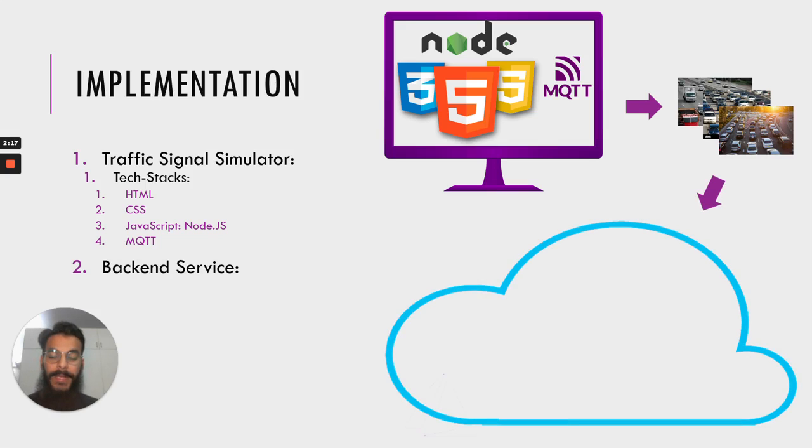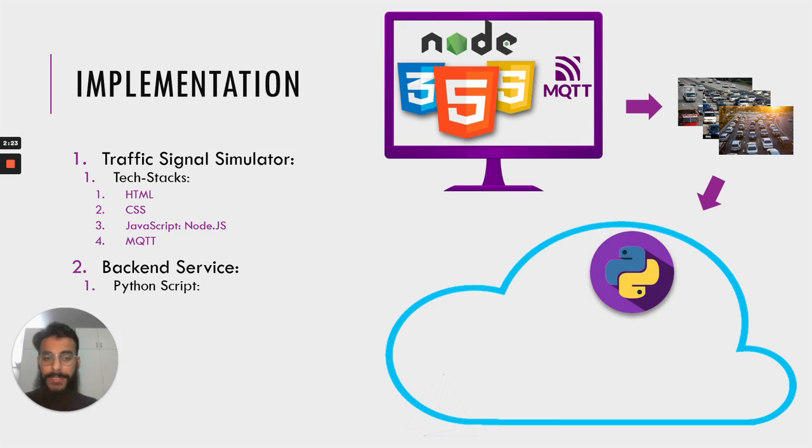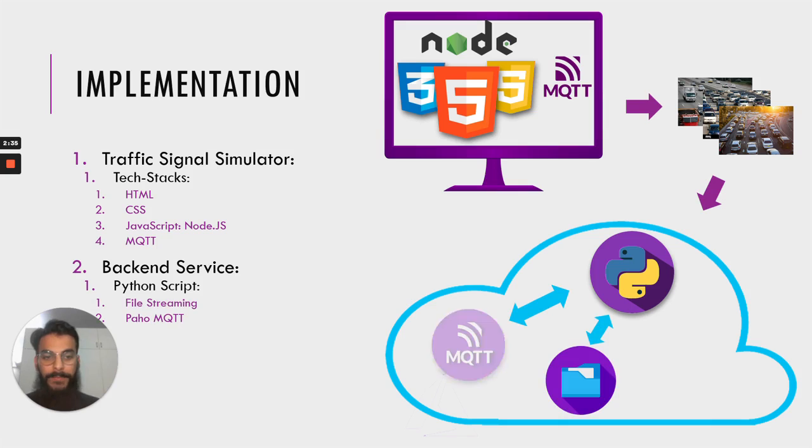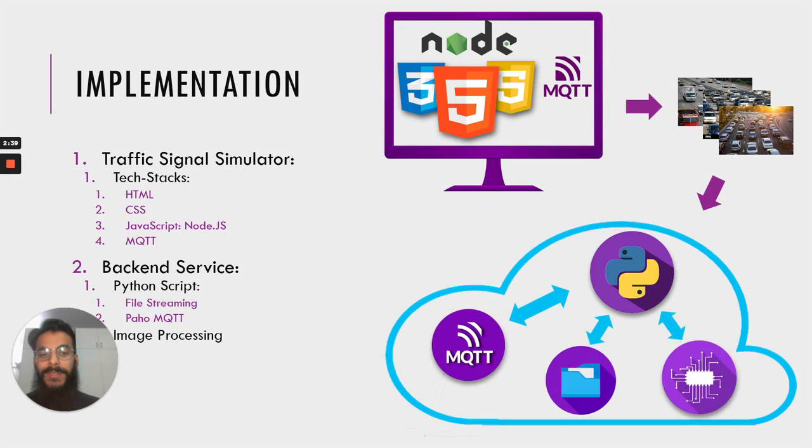For the backend, for now, I just use a local server, my PC, with a Python script. Basically, it's not an MQTT server; it's a subscriber in that case. Also, the Python script uses file streams to store the data, and then MQTT to send the data. There is also a small machine learning model to detect the number of cars.